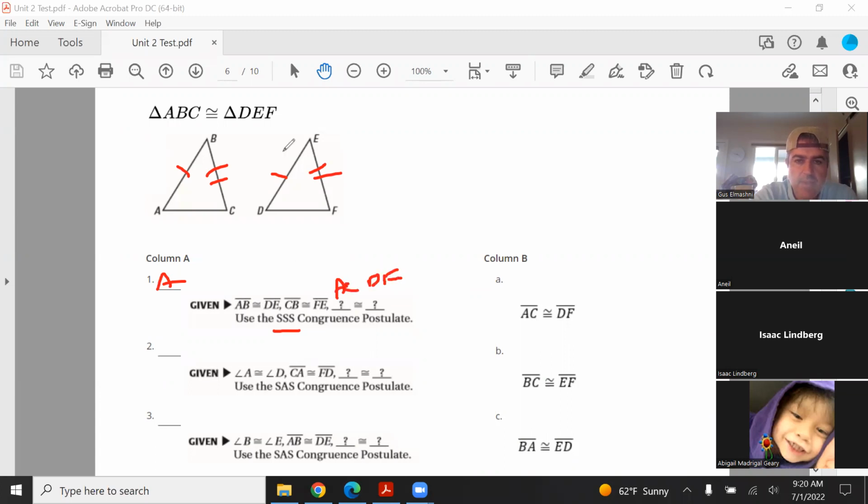Then if you have angle A and angle D are the same, nice. CA and FD the same, good. You want an SAS situation, then you gotta go with this, AB and DE. Or BA, ED, yeah, same thing. So that's gonna be C.